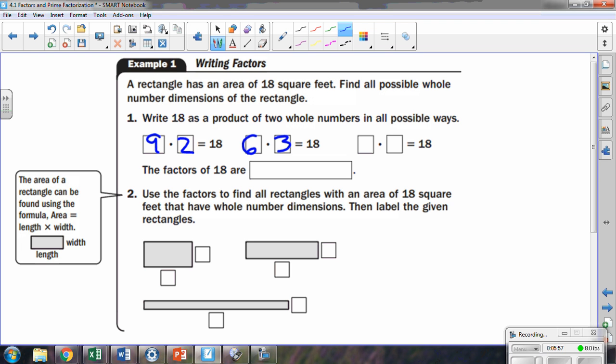What else? And here's the common one that a lot of times students don't think about. How about 1? 1 times 18 will work as well. These pieces in the blue then are the factors. Stuff that multiplies up to give you the piece, those are your factors. So we would be able to say our list of factors, and I'm putting them in order from smallest to biggest: 1, 2, 3, 6, 9, 18.